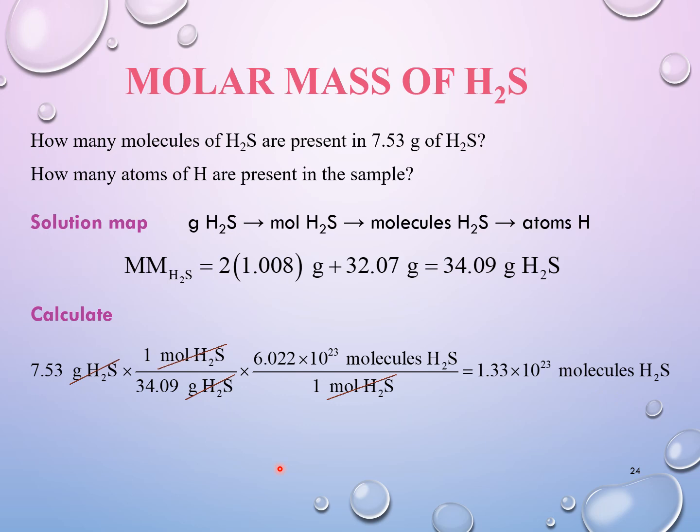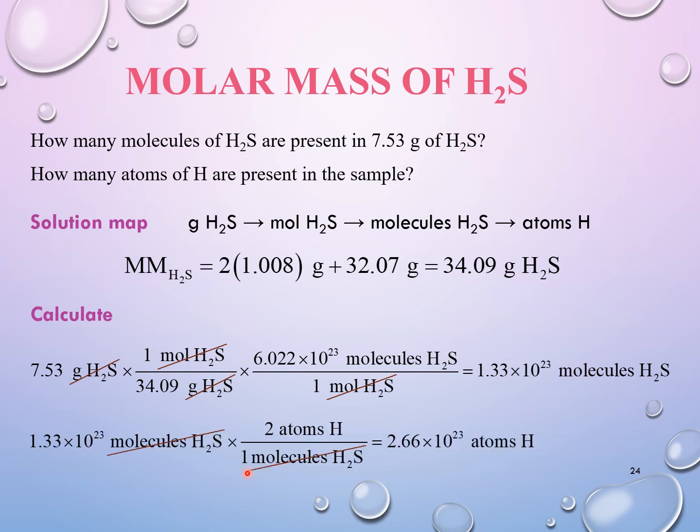Okay, and the next part, I reminded you that every time you have one molecule of H2S, you have two atoms of H. So you want to cancel out the molecules here. So you take 1.33 times 10 to the power 23 times 2, and your answer will be 2.66 times 10 to the power 23 atoms of H.